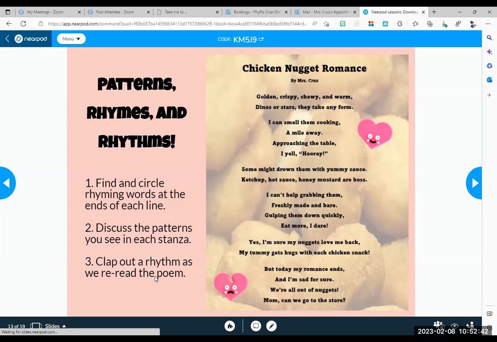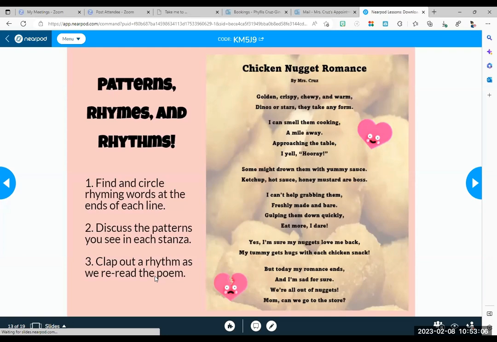Approaching the table, I yell, hooray! Some might drown them with yummy sauce, ketchup and hot sauce, honey mustard, our boss. Ooh, I messed that one up, didn't I? I can't help grabbing them, freshly made and bare, gulping them down quickly. Uh-oh, I messed up. Gulping them down quickly, eat more I dare.